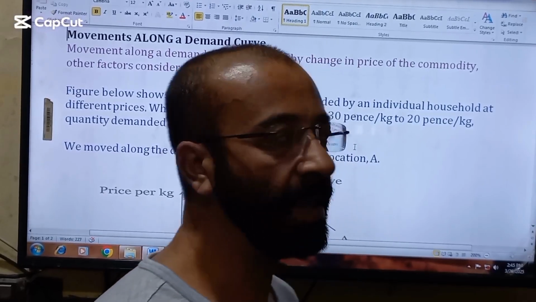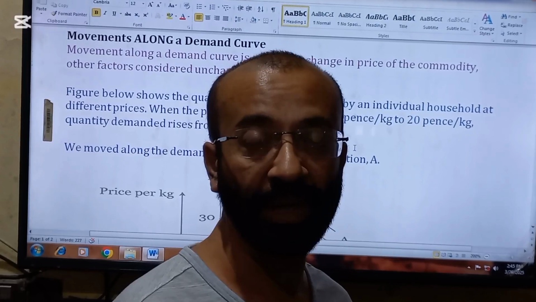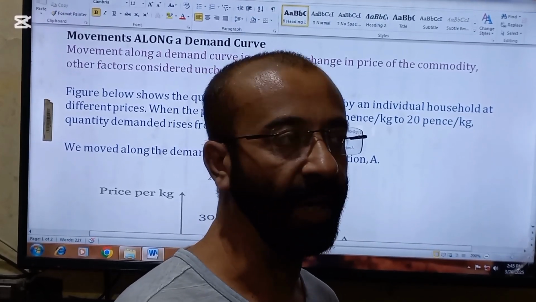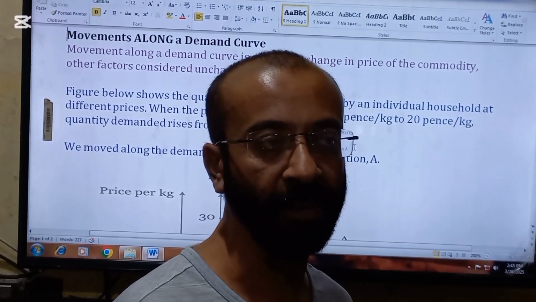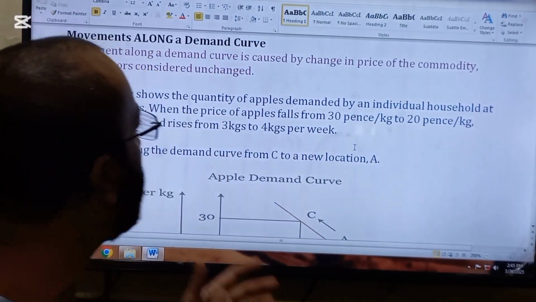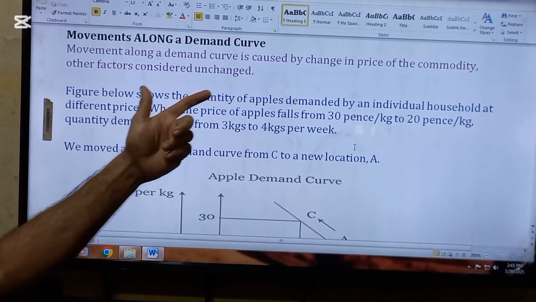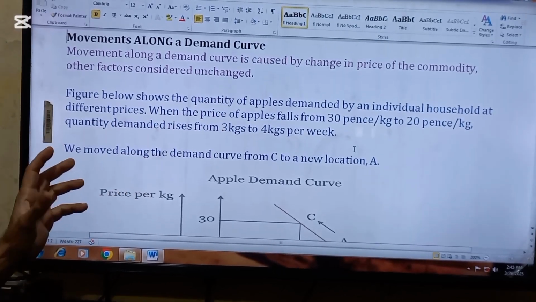Good morning, students. The topic which we have started is demand and supply. And in demand and supply, the further topic we have started is theory of demand. And in that, today we are starting the second lecture. Topic is movement along the demand curve.